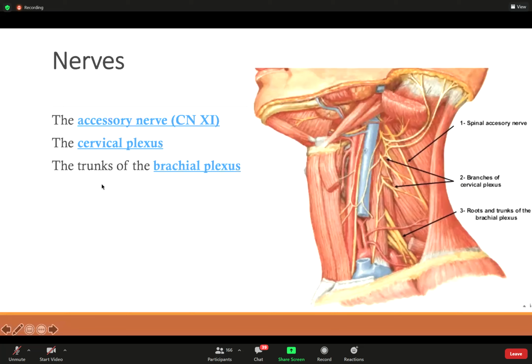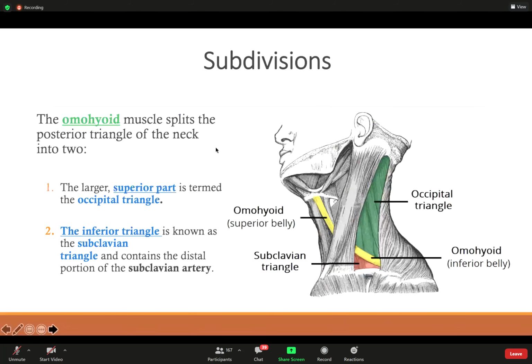Perfect. Okay, so let's move on. All right, so the division, guys, I already talked about it. You can see this is again a color that shows you the omohyoid and how the omohyoid can divide the triangle into the occipital triangle and into what some people call the subclavian triangle, and some people call the supraclavicular triangle. Again, anatomy has different names, but I'm just giving you the two names so you can understand the difference. It's related because this is related to the subclavian artery. Okay. So we're done.